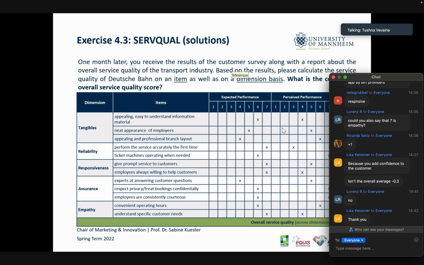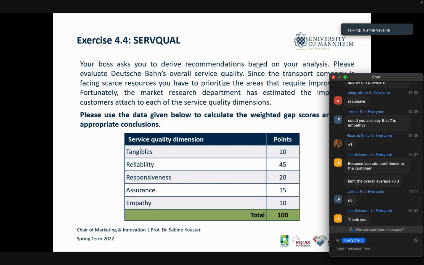Okay, so you understood it. Great. So yeah, I hope this exercise is clear. I'll move on to the next part of service quality, the service quality exercise.